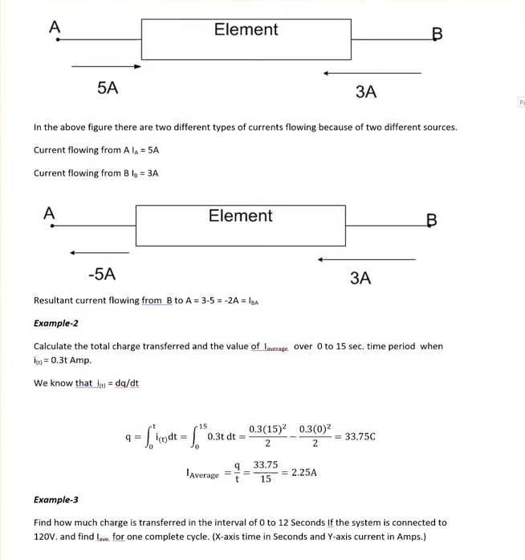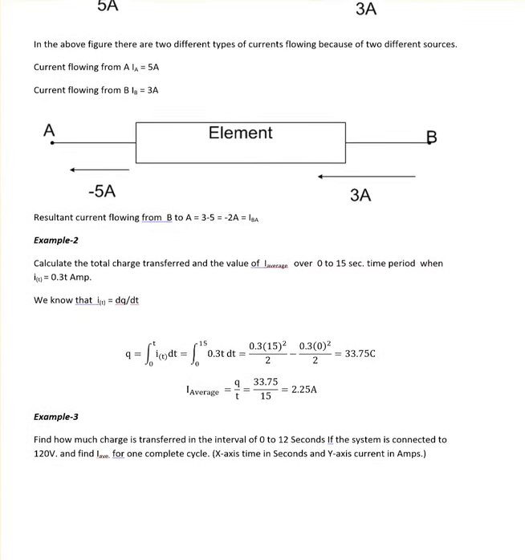Now here is another example. Calculate the total charge transferred and the value of I average over 0 to 15 seconds time period when i of t equal to 0.3 t amperes. So we know that the current i of t equal to dq over dt.